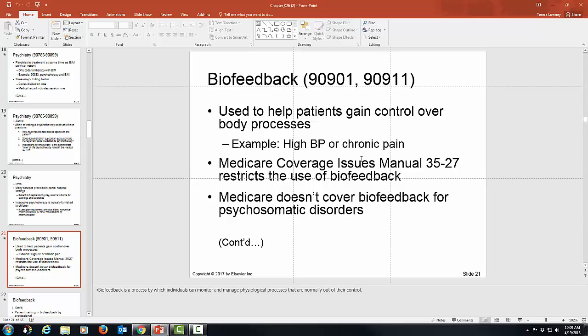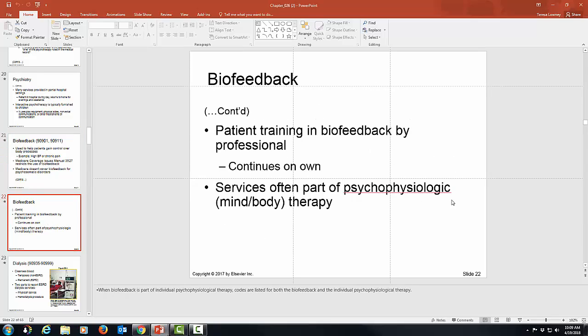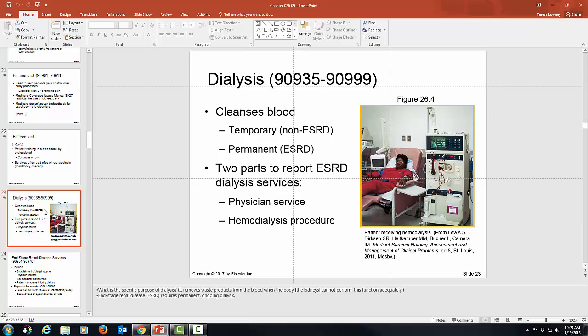Biofeedback. We talk about gaining control over your body processes, high blood pressure, chronic pain, those kinds of things. Medicare doesn't pay for that, for biofeedback, especially for psychosomatic disorders. So you need to read carefully. Patient has to be trained in biofeedback by the professional and then continues on their own. So sometimes those services are included there. Again, you need to read carefully.